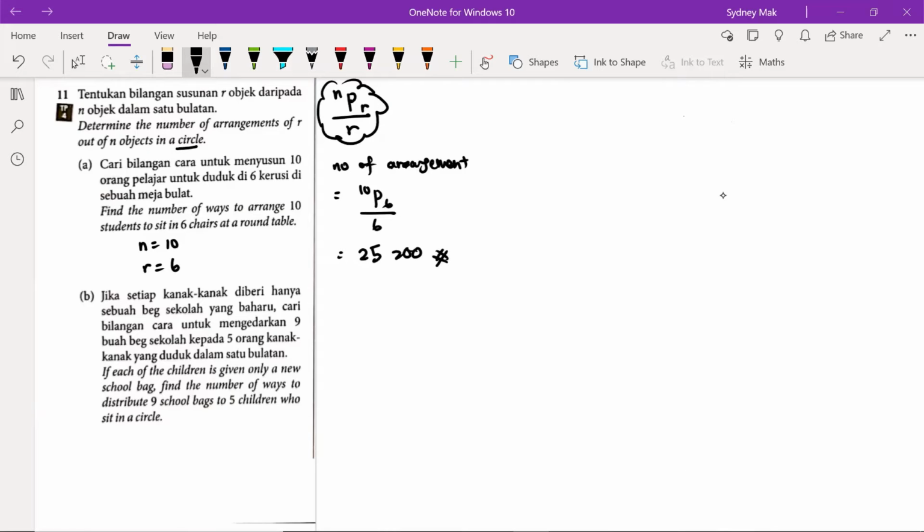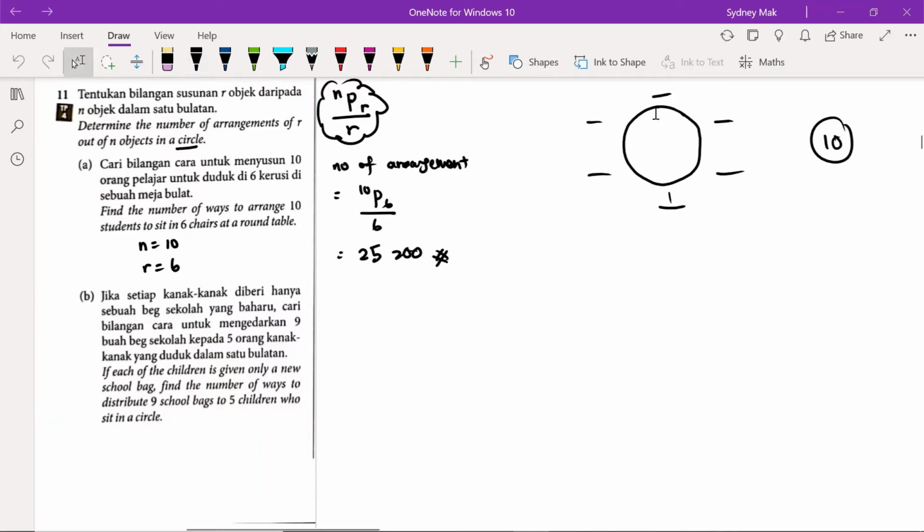Alternatively, we can use the fill in the space method. So we have 6 empty seats, and then we have 10 students to choose from. The first empty seat by right is only one choice if we arrange all of them, because whichever chair the first person comes in, the left, right, and front are all empty. So whichever seat is the same.